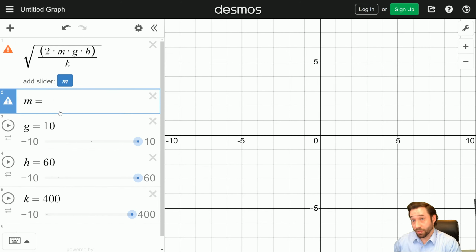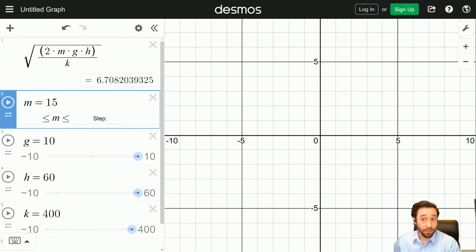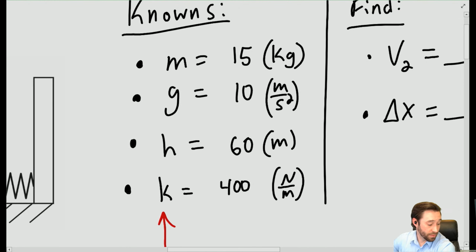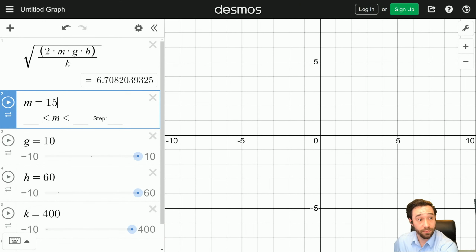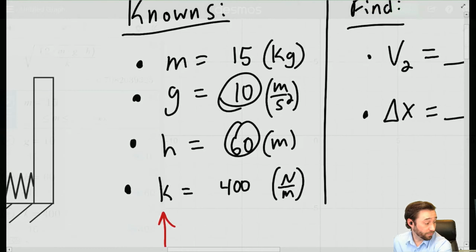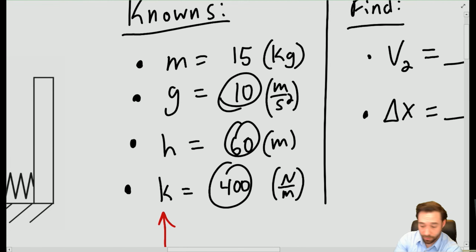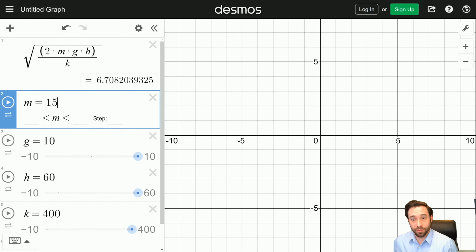But in this case it was 15. My gravity was 10. And let me show you. So gravity was 10 right there. Height was 60. I verify 10, 60, and then my spring constant was 400 right there. And it is 400 right there. Cool.